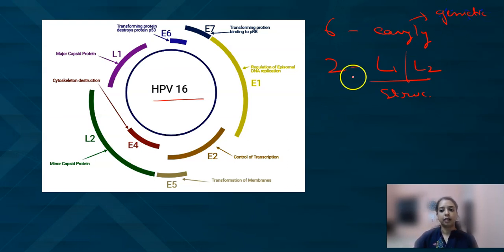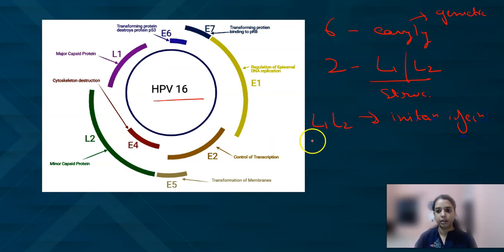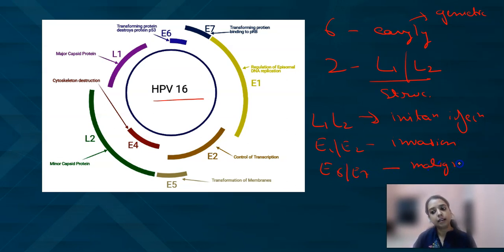Now if you see the action of each of them, then L1, L2 are basically needed for initiation of infection. Okay, they are structural proteins, they are needed for initiating the infection. Then E1, E2 are needed for the invasion. And then E6, E7 are the ones which are actually responsible for malignant transformation. So malignant transformation is because of E6, E7. So this is the protein structure of HPV.